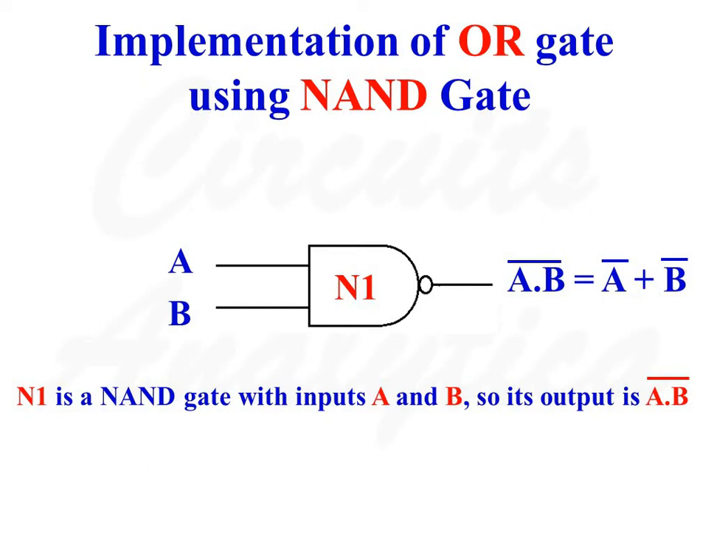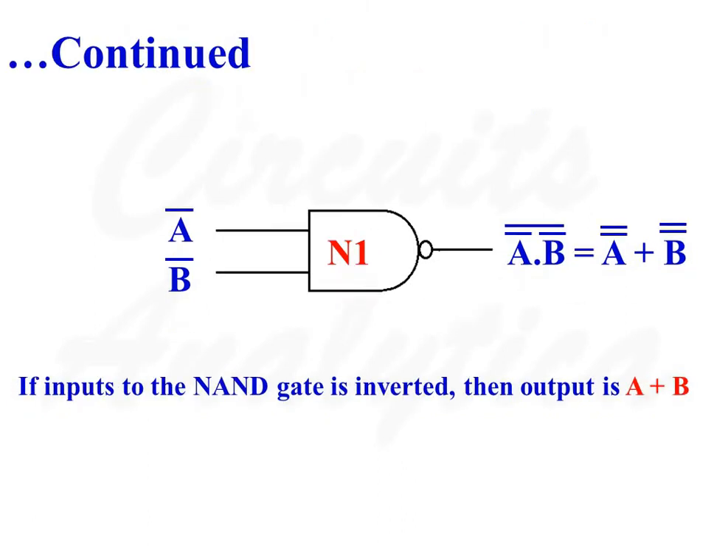So for a NAND gate, if A and B are the two inputs, then at the output we will get A bar plus B bar. So if the inputs A and B are complemented, then at the output we will get A plus B. A bar and B bar are the inputs for this NAND gate, so at the output we will get A double bar plus B double bar. So if the input to the NAND gate is inverted, then the output is A plus B, or A or B.